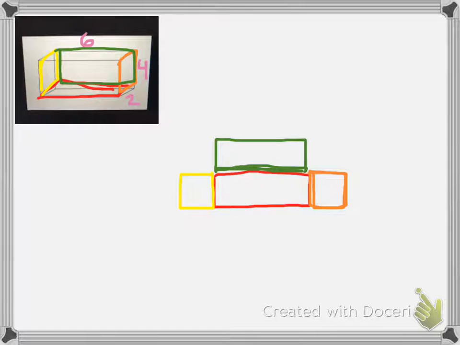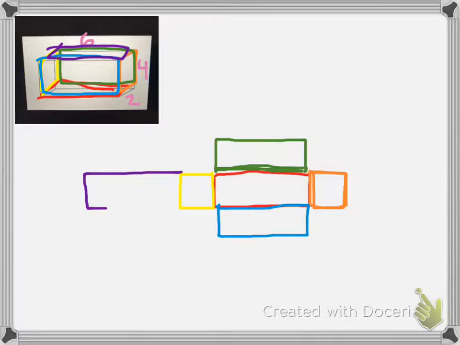Next, let's draw the front, this guy right here. We're going to draw it here. And lastly, let's get some purple. We're going to draw the top. And I'm going to draw the top right over here, connected to the left side, just as if we took this top and went like that with it.